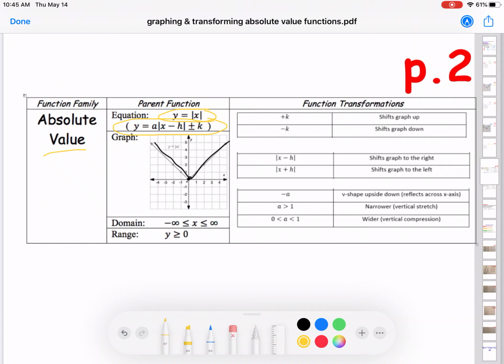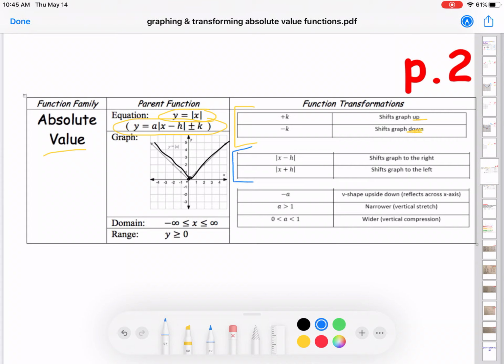And again, you can see in your chart here, there are 3 different ways that we can transform our absolute value functions. Our k value on the end, if our number is added, that shifts the graph up. Subtracting shifts the graph down.